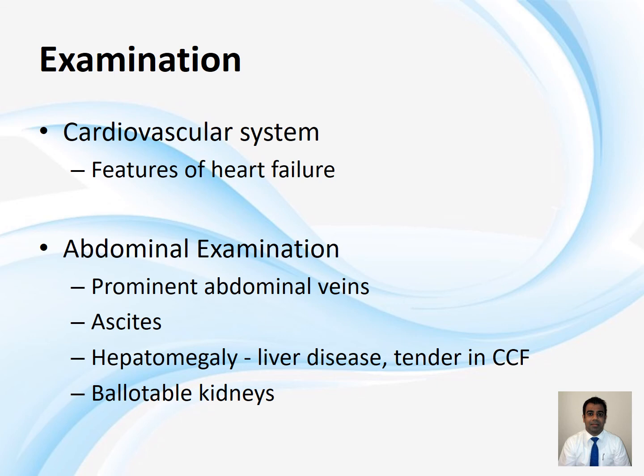Now, when you examine your cardiovascular system, you will be able to find features of heart failure. When you examine the abdomen, there will be prominent abdominal veins. There may be ascites or fluid in the intra-abdominal compartment. You might have an enlarged liver, which would again signify that there is liver disease, or the liver may be tender, or painful when you press on it, and this would indicate that there is heart failure again, because the liver is getting congested, because the heart is not pumping the fluid adequately out of the liver. Your kidneys may be ballotable, or you may be able to ballot the kidneys if the patient has a renal problem. So abdominal examination also gives you a clue as to the cause of the edema.